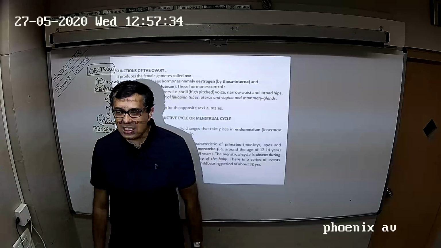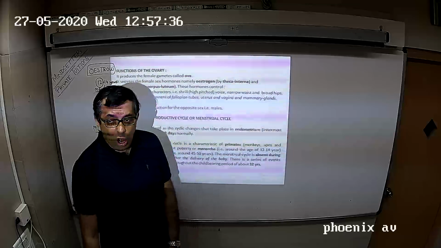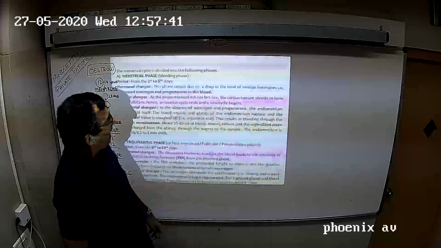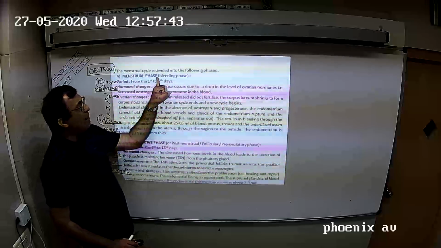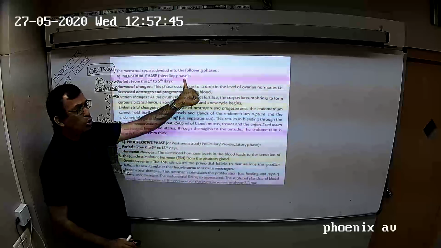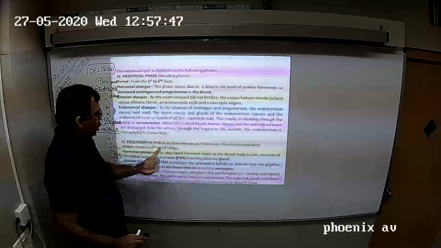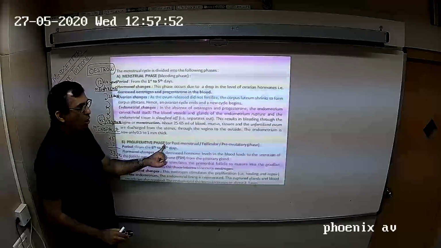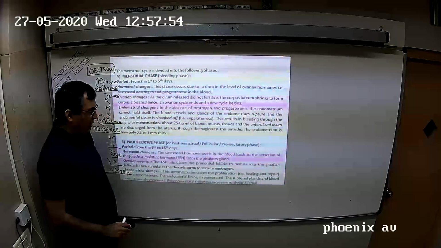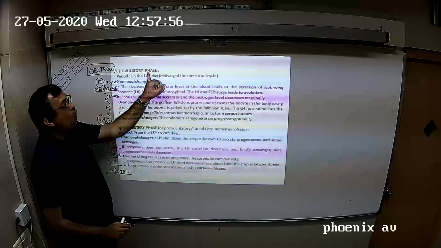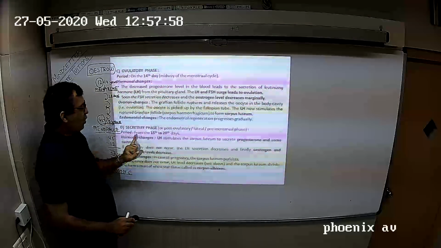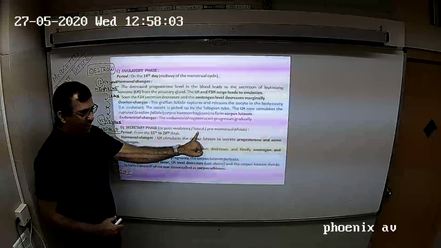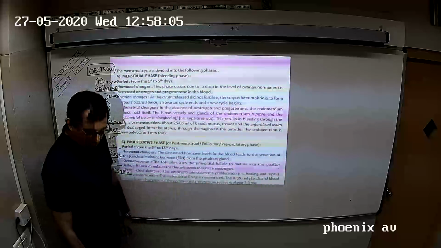This menstrual cycle consists of 4 phases. Namely, you have the menstrual phase, also called the bleeding phase. You have the proliferative phase or the follicular phase. You have the ovulatory phase, and you have the secretory phase, also called the luteal phase. Now, what do you mean by these words?